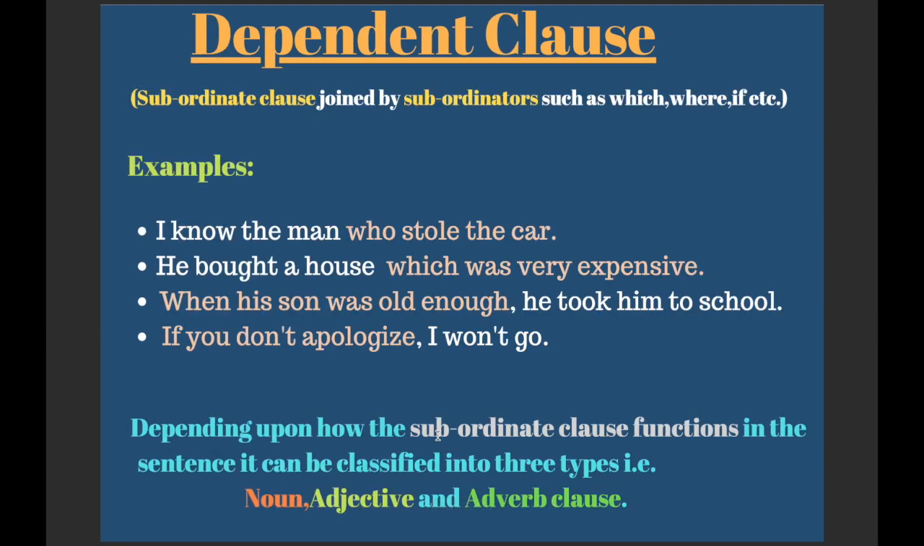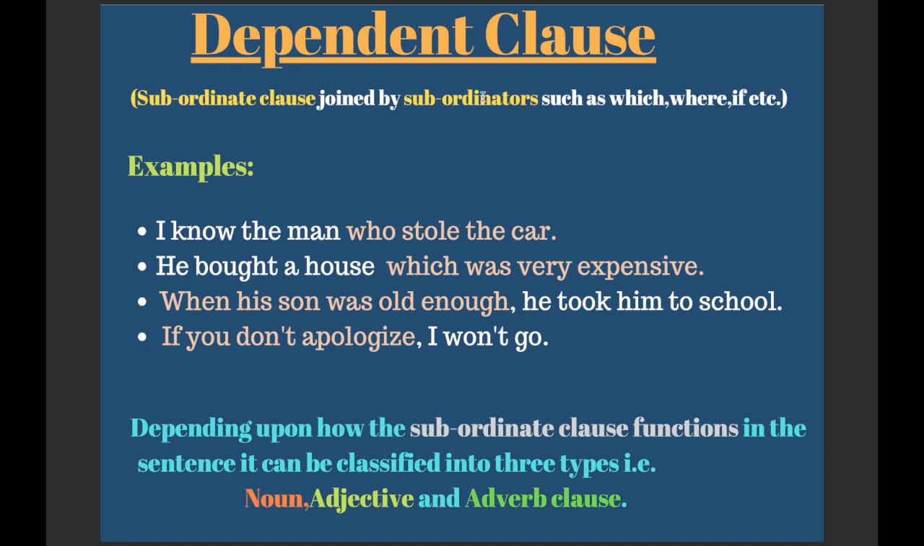Now let's go through the dependent clause. Dependent clause, as I've earlier told you, is also a subordinate clause and is joined by subordinators. Like coordinate clauses are joined by coordinators, similarly subordinate clauses are joined by subordinators, such as which, where, if, etc. There are many.